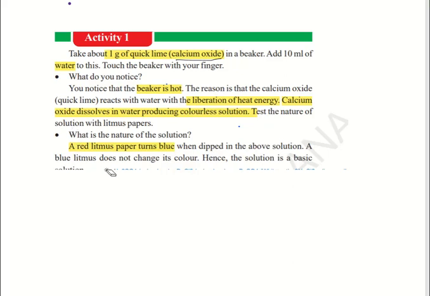Let us learn chemical equations. Activity number 1, page 21. We'll see the activity first. Take 1 gram of quicklime. Quicklime is a common name. Calcium oxide is the chemical name.